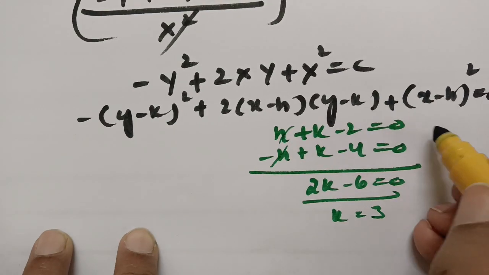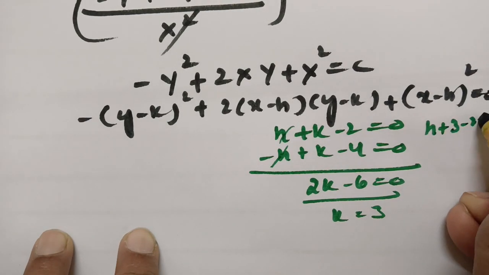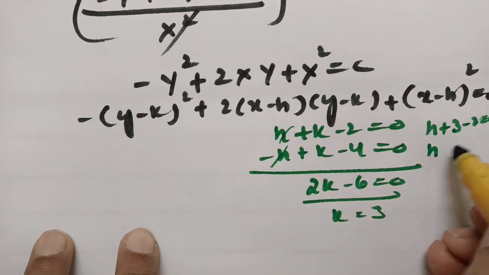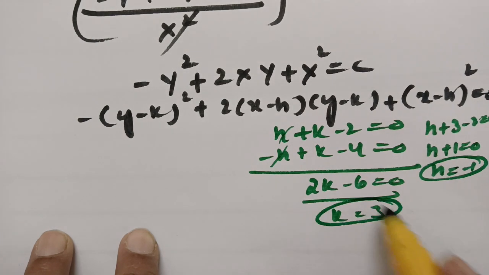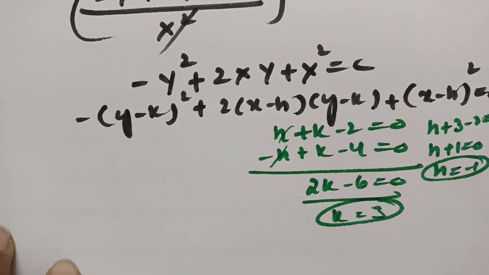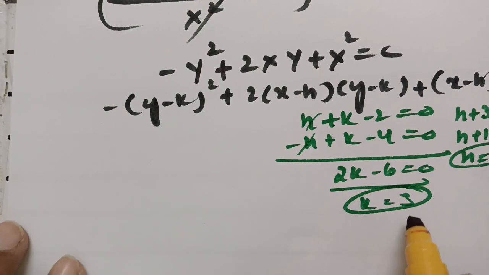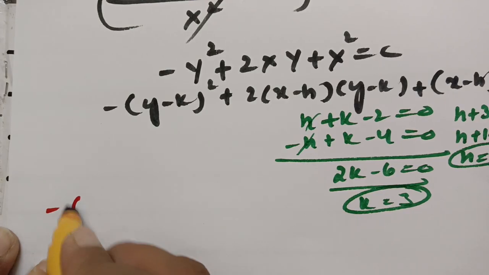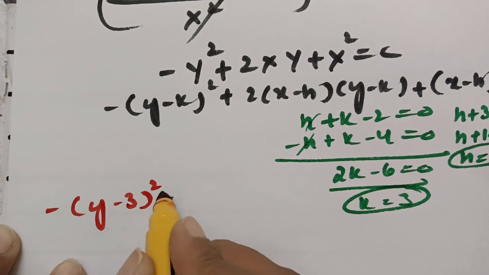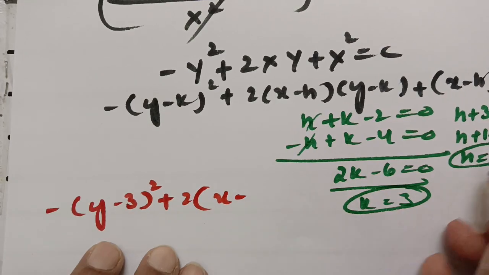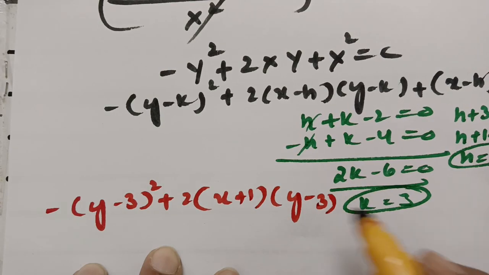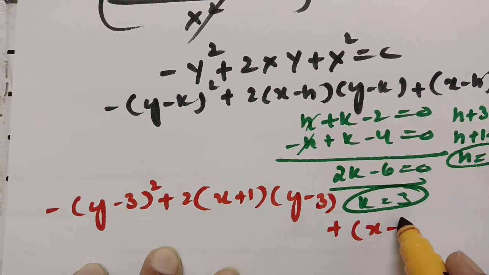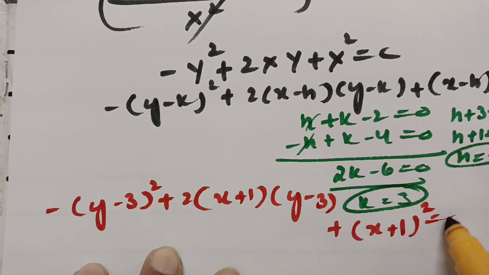If I substitute k is equal to 3 here, so this is k minus 2 is equal to 0, and h plus 1 is equal to 0, and h is equal to minus 1. So I got h and k values as minus 1 and 3. And now I am going to substitute in place of k as 3. So this is y minus 3 whole square plus 2 times of x minus, what is h here? Minus 1. And y minus, what is k here? This one. Plus x minus of minus 1, that is x plus 1 whole square is equal to 0.